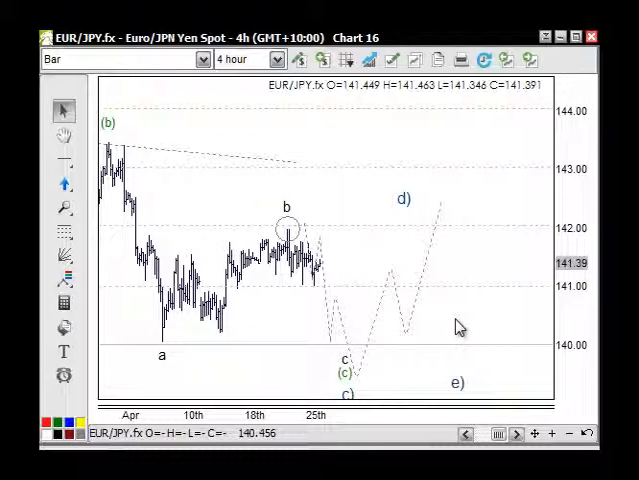So like I mentioned before, not very good trading in this particular market.